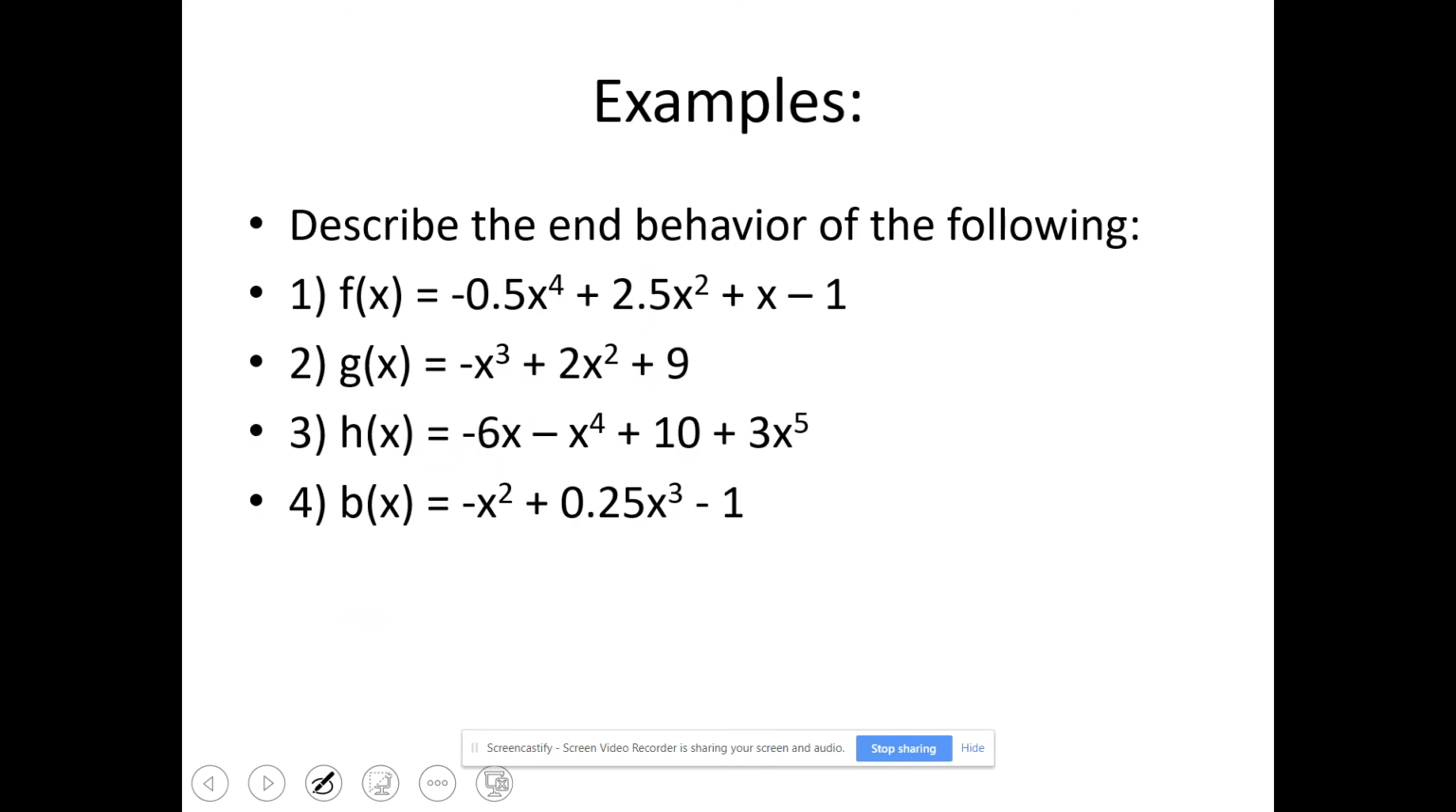Okay, so the end behavior, number one, we have to figure out what is our degree and what is our leading coefficient. 4 is our largest exponent, so this is a 4th degree, and our leading coefficient is -0.5. So 4th degree is an even degree. Our leading coefficient is negative, so my end behavior is negative infinity, or down and down. That's what's happening at the end of my graph.